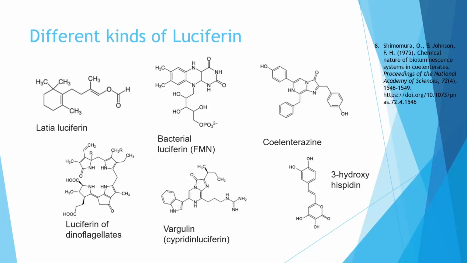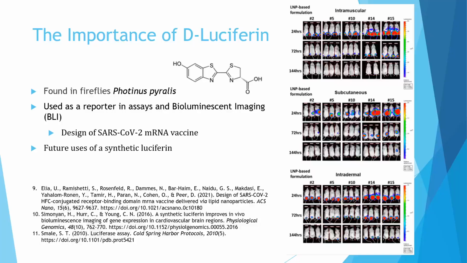Coelenterazine is used in some fish, shrimp, and other marine species, and it produces a blue light shift due to a protein called aequorin. So the reaction between luciferase and luciferin is not one-dimensional. It can produce a whole spectrum of colors. And then hispidin is seen in the foxfire fungi that I mentioned at the very beginning of this presentation.